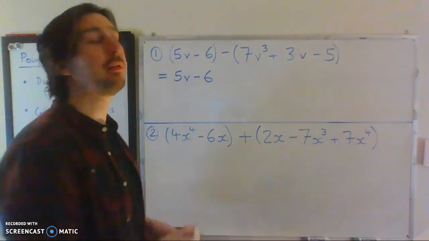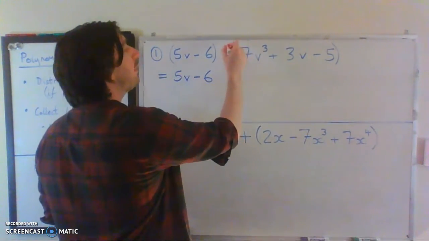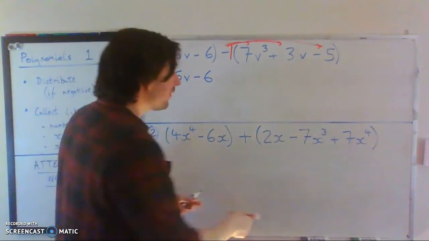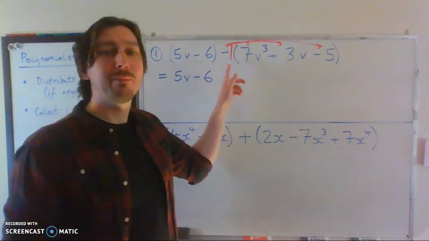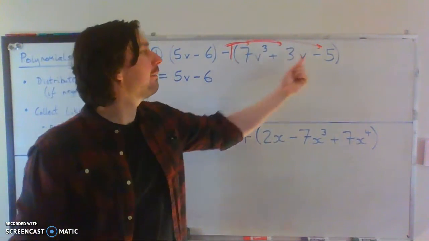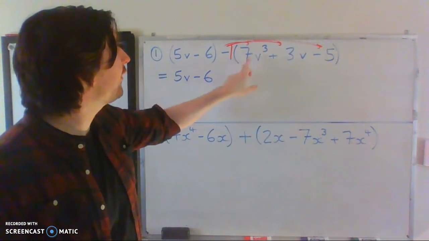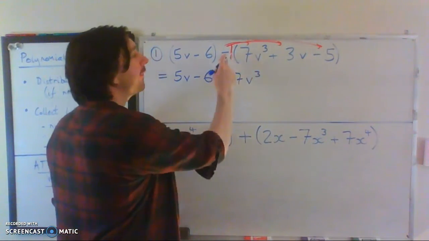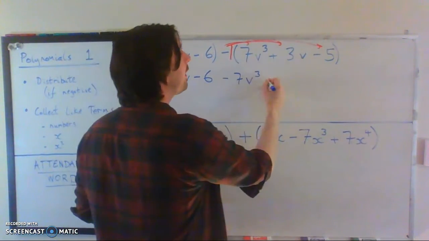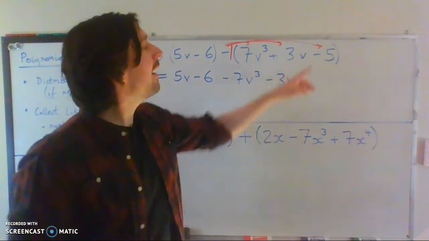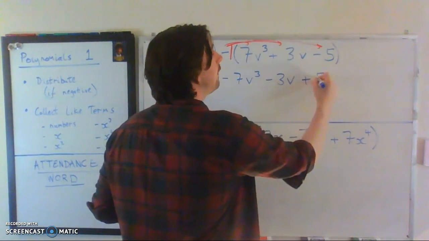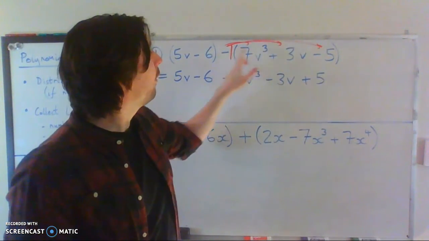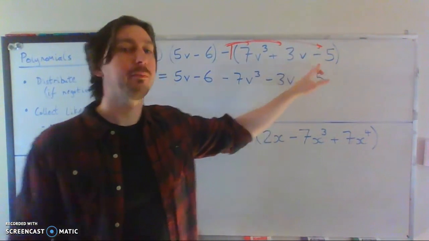If it helps you, feel free to put the number 1 in front of here, and it's like we're distributing across all of these. Or you can just think of it, if there's only a negative in front, you're basically just changing every sign to the opposite of what it was. So instead of 7v³, it's negative 7v³. Instead of positive 3v, it's negative 3v. And instead of negative 5, it's positive 5. That's the same effect as multiplying negative 1 on all of these. It changes the signs.